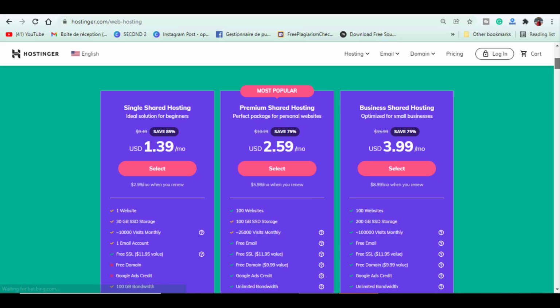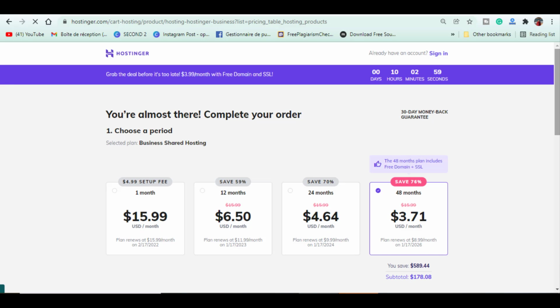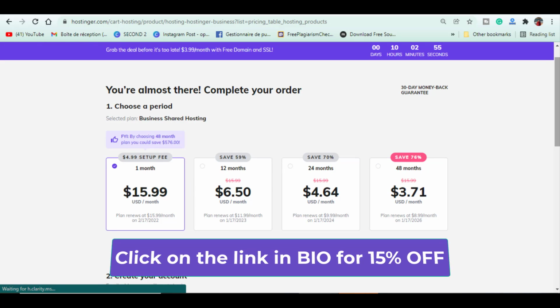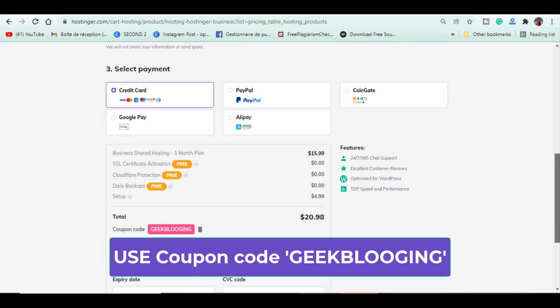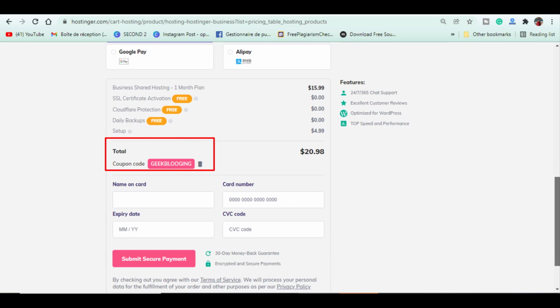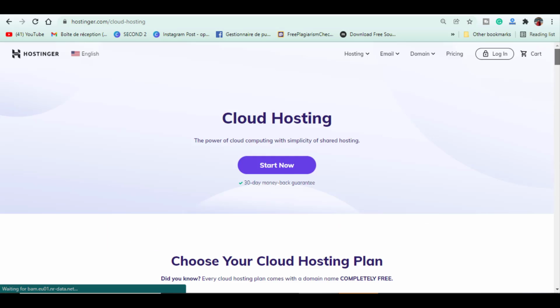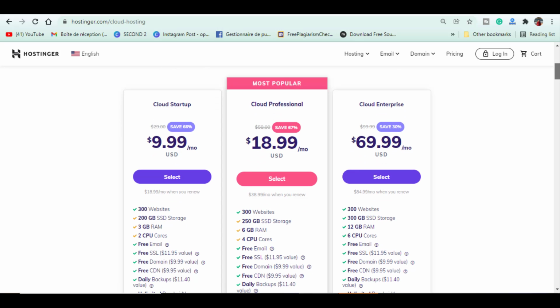Hostinger Business. If you are looking to level up your plan, then Hostinger's business option may be right for you. With this plan, you get everything included in the premium plan, plus daily backups, 4x the processing power, 200 gigabytes SSD storage, and much more. Pricing of the business plan starts at $3.99 a month for 48 months.